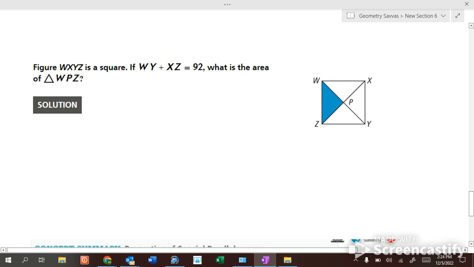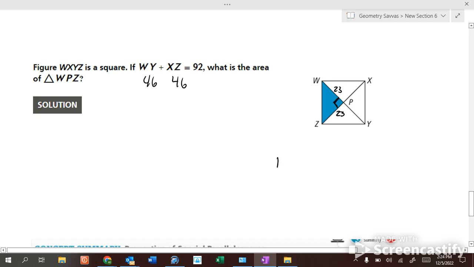WY plus XC is 92. Well, they're equal length, right? So what's half of 92? So they're each 46 long, right? What's half of that? So WP is 23 and PZ is 23. Okay? This is a right triangle, right?